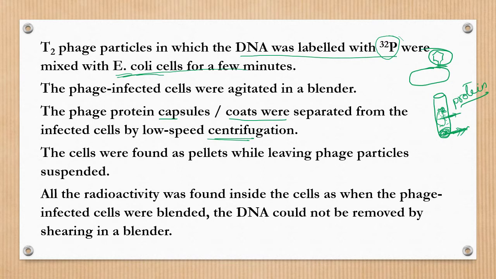So that's why during centrifugation, DNA is not removed by shearing in a blender. Shearing means breaking off during mixing. So it breaks the protein coats from the surfaces, but DNA is not broken because it is present inside the cell. So the radioactive phosphorus present within the cell is not broken. But the radioactivity we could not find in the protein coat.